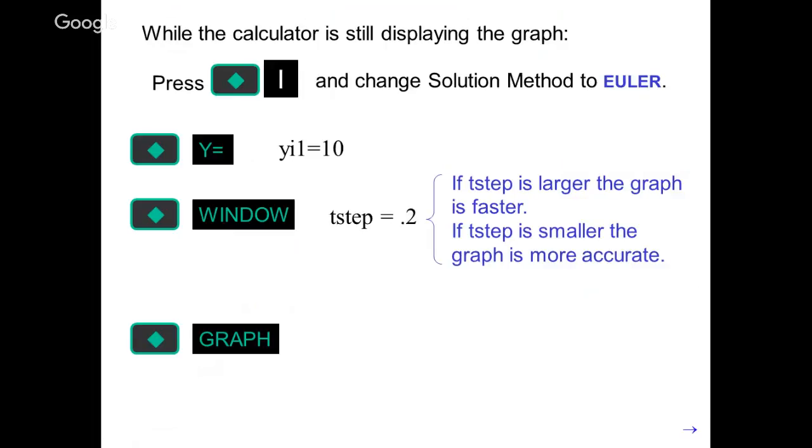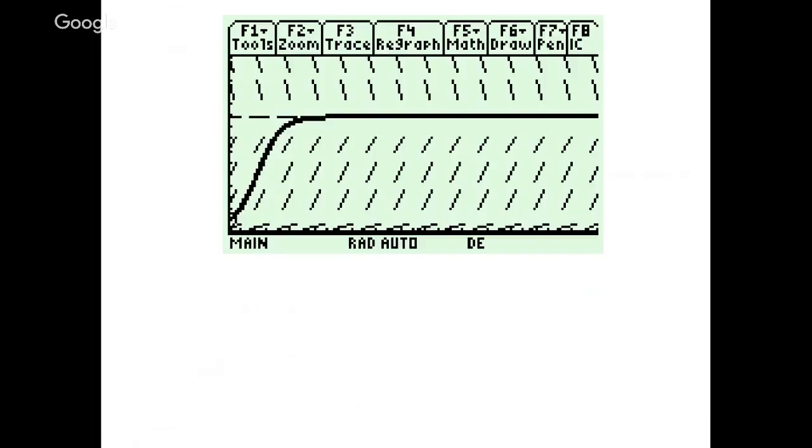All right, now we're going to go diamond graph. What do you see? What's going on? Yours should eventually look like this. Is it slow?